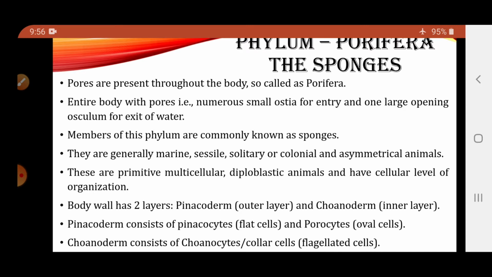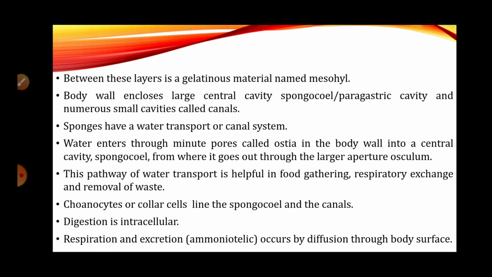Whereas the inner layer, which is called the coenoderm, consists of cells called coenocytes or collar cells. So, the inner layer is made up of a single type of cell which is called the coenocyte or collar cells, and these cells are flagellated cells. It means they will have flagella.